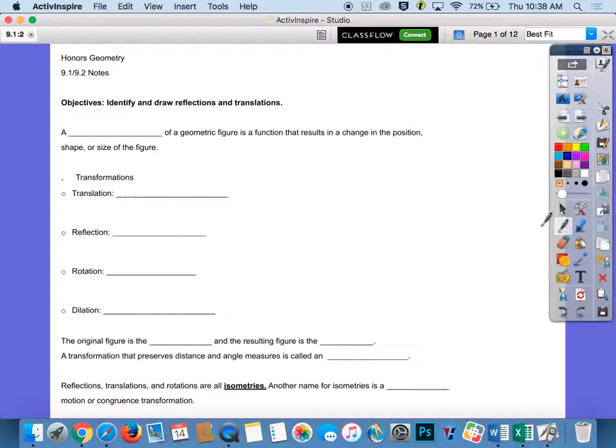A transformation of a geometric figure is a function that results in a change in the position, shape, or size of the figure. There's 4 that we talked about, okay? So reflection we'll start with. This is what we're going to start with today in 9-1. And a reflection, it flips. So your reflection in your mirror is going to flip your image, okay?